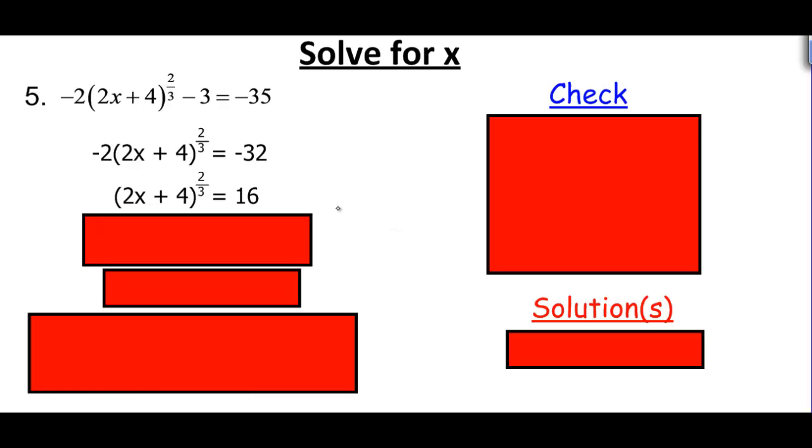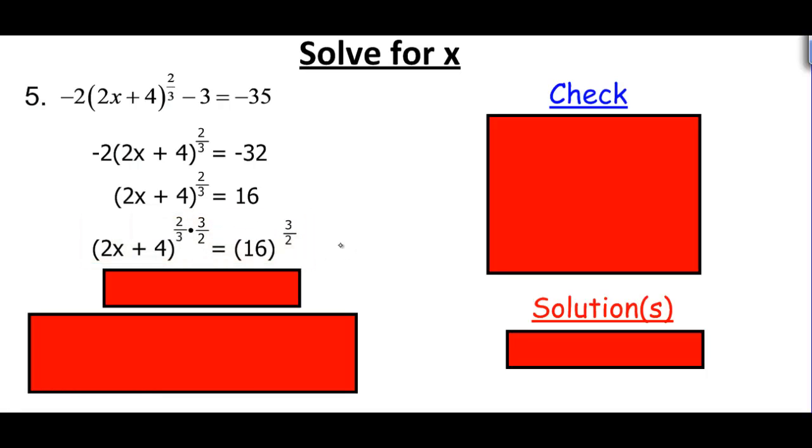Just like we did in the earlier problem, I have 2/3 here. The reciprocal of 2/3 is 3/2, so I'm going to take both sides to the 3/2 power. Now you have to be careful here. If you remember when we did our earlier section, anytime you took an even root of both sides, you had to take a plus or minus.